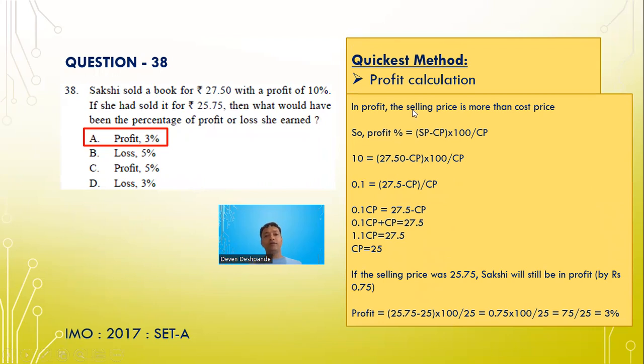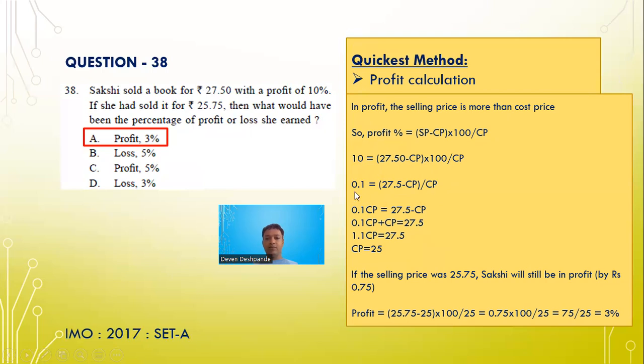In profit, the selling price is more than the cost price. So profit percentage is selling price minus cost price into 100 upon cost price, isn't it? What is the selling price? 27.50 minus cost price into 100 upon cost price. What is the profit? Profit is 10. So if you divide 10 by 100, because when 100 comes here, it will be division, 10 upon 100 is 0.1. So 0.1 is 27.5 minus cost price upon cost price.